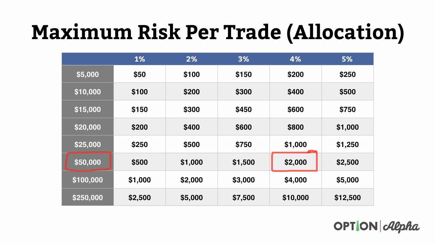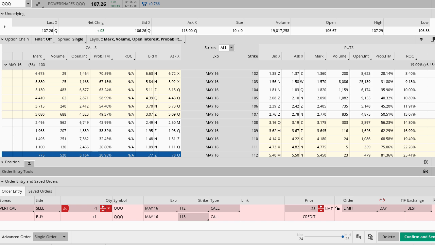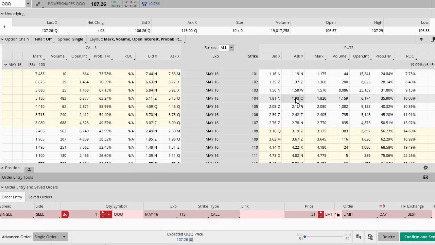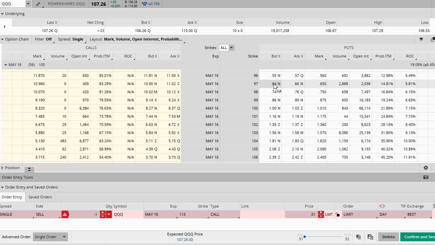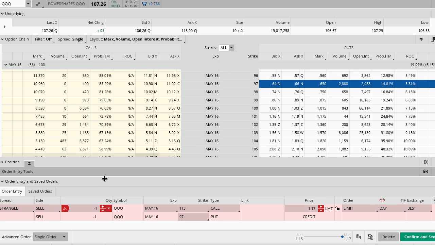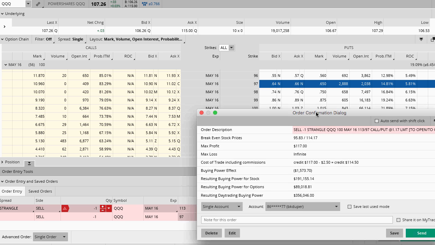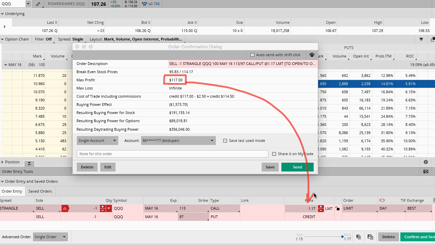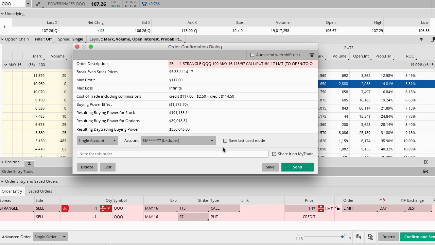Well, now that we're in a $50,000 account, we do have the ability to possibly trade some naked or undefined risk positions. So let's say that we want to sell the 113 calls and go down below the market and sell the 97 puts, creating a strangle in the Qs. Now you can see that we take in a little bit more money here because we're doing this trade undefined risk. And we do in fact take in a maximum potential profit of $117, which is exactly what the credit is that we used for selling those strangles.